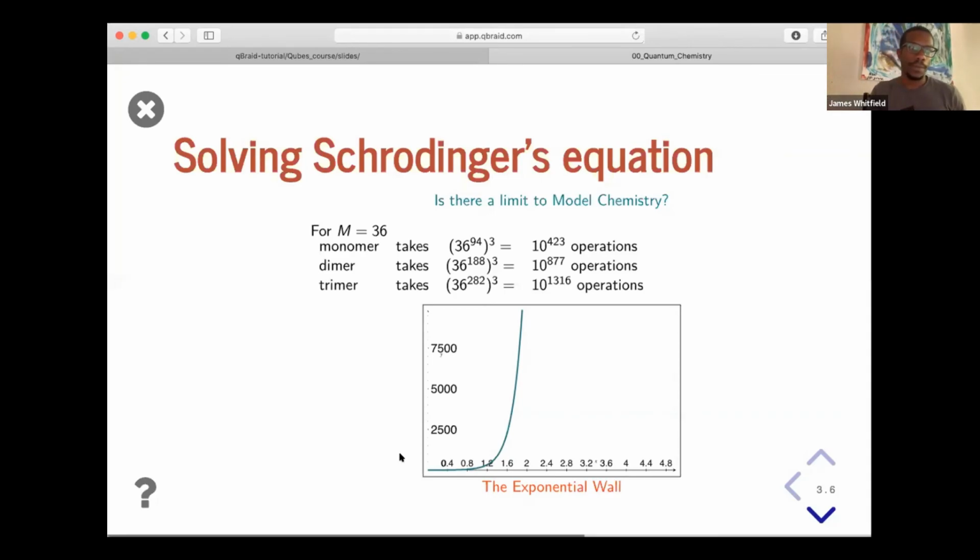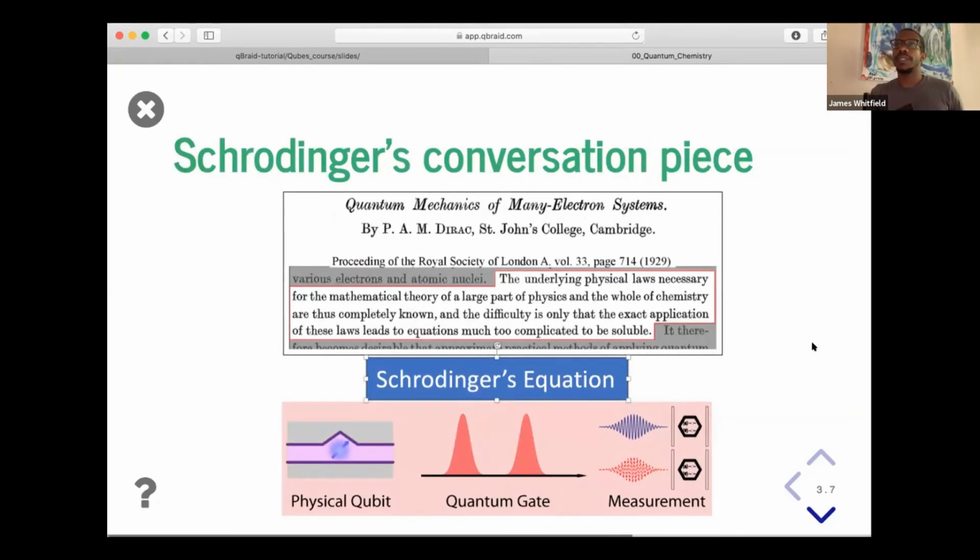Yeah, so in any case, this is the size of the system and roughly the number of operations it takes. And you can see this becomes exponential, and it becomes a very costly procedure to actually accomplish. So this brings us back to where the last time I was here, discussing this idea of Schrodinger's conversation piece, where you have the underlying physical laws necessary for the mathematical theory for a large part of physics and the whole of chemistry are thus completely known. The difficulty is only that the exact application of these laws leads to equations much too complicated to be soluble, right? So that's what we're seeing in the previous slide.